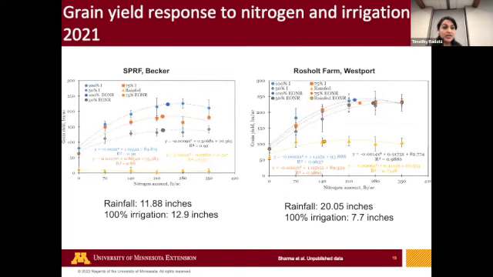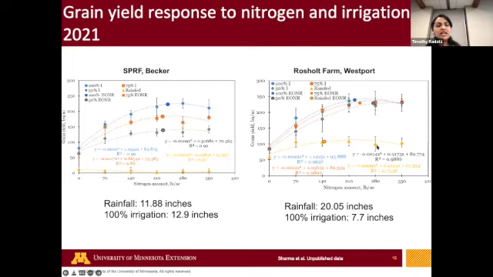For 2021, totally different results. We had significant grain yield differences. You can see the left graph, which shows you Becker. In rain-fed plots, we had almost no yield, almost 0 yield in these treatments, and also big differences in irrigation treatments. Except for the 0 pounds of nitrogen treatment, for all of these irrigation treatments there's a significant difference in grain yield at all levels of nitrogen between these irrigation treatments.